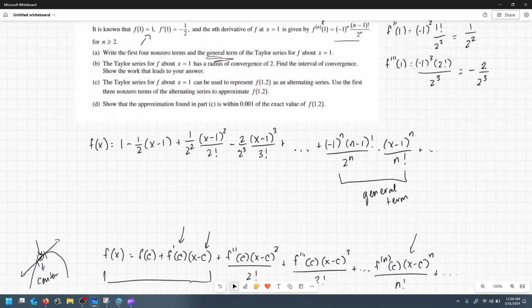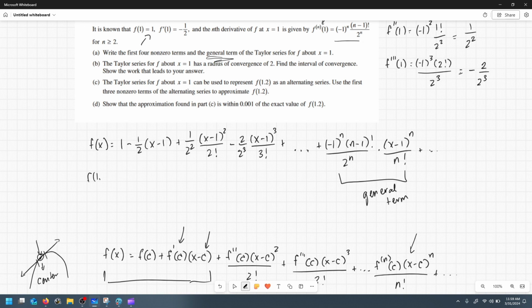Now, we won't do this whole problem, but if you look down at part C, they say use the first three terms to approximate f of 1.2. And notice they call it an alternating series because it is. It's positive, negative, positive, negative. And that's really nice. We talked about alternating series and error, how the error of an alternating series is always the next term in the series.